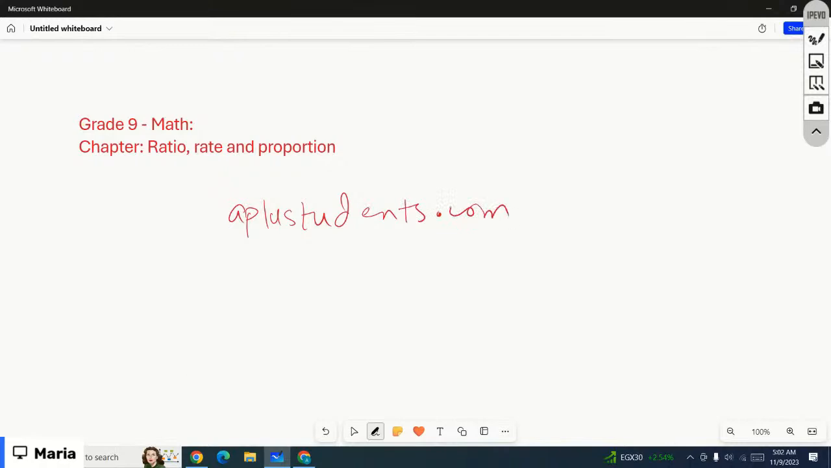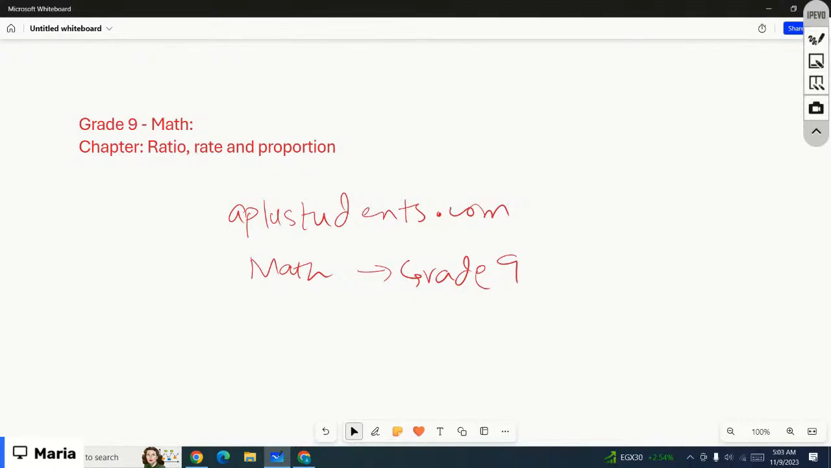You have to log in there using your email address, and the password is provided by the administrator. Then you have to select math from the subject tab, scroll down to grade 9, and then click on view all lessons. So there you can find a list of the chapters.